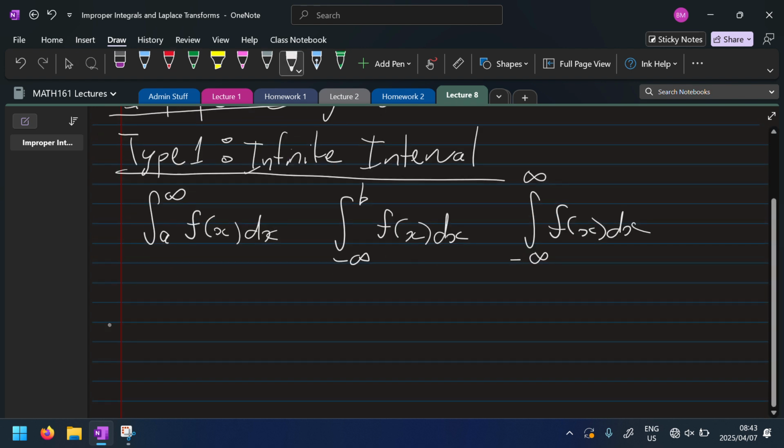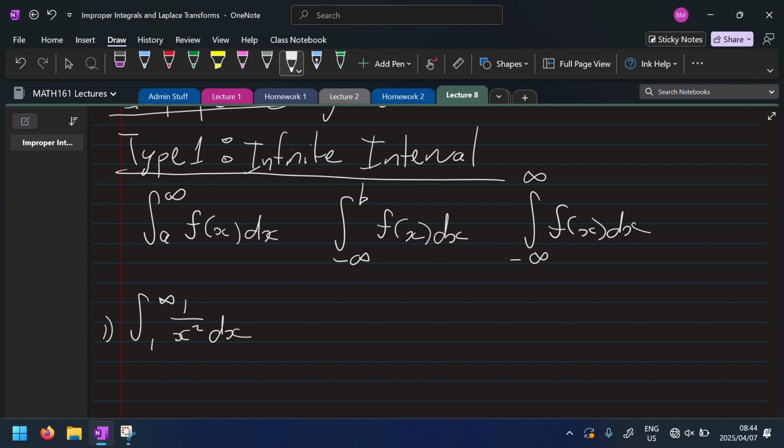Okay, so example number 1. We have the integral from 1 to infinity of 1 over x squared dx. Now, if this was just a normal integral from like 1 to 2, for example, you would have the antiderivative evaluated at b minus the antiderivative evaluated at 1. But here, you can't evaluate something at infinity. That doesn't make sense. You can't substitute infinity into a function.